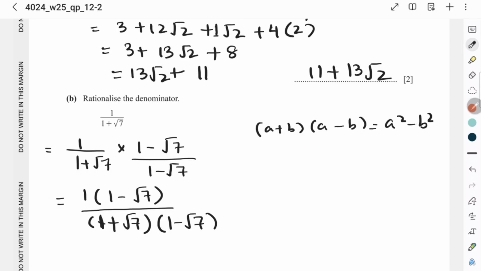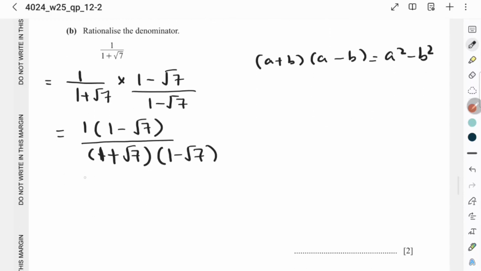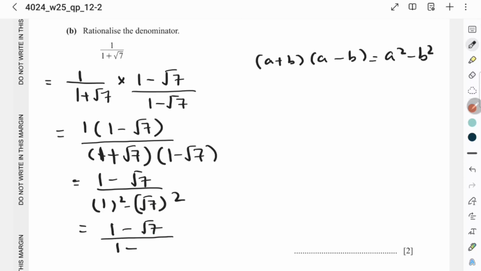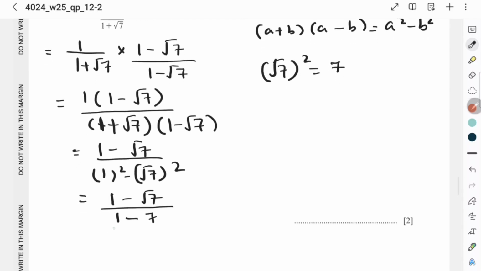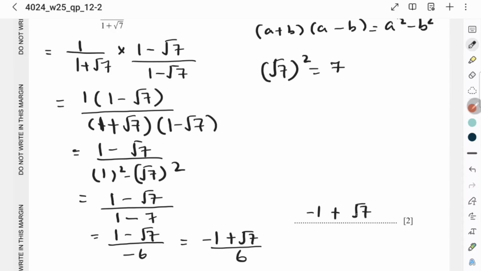So we do the same thing in the denominator. 1 minus square root 7 upon 1 squared minus square root 7 squared, that is equal to 1 minus square root 7 divided by 1 minus 7, because square root 7 squared means only 7. Alright, so 1 minus 7 is minus 6. 1 minus square root 7 upon minus 6 is equal to minus 1 plus square root 7 upon 6. We multiply the minus sign in the numerator. Okay, so that is minus 1 plus square root 7 upon 6.